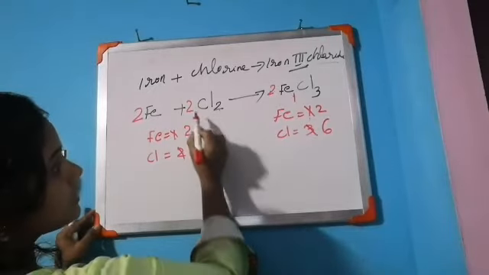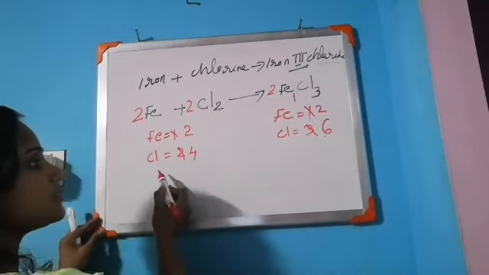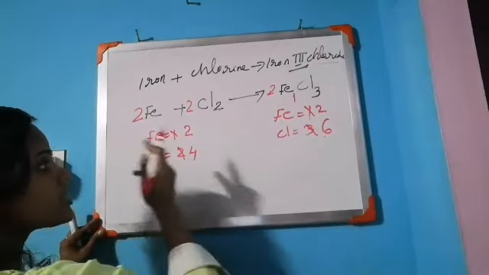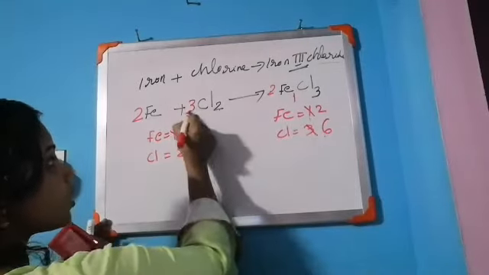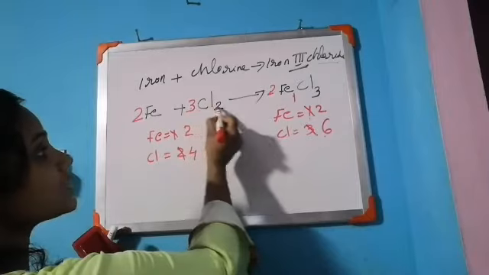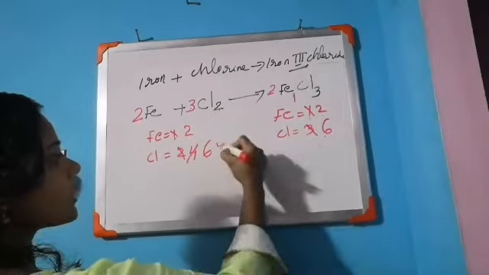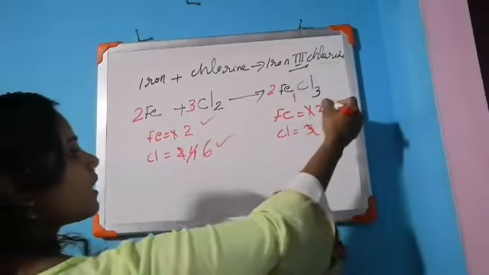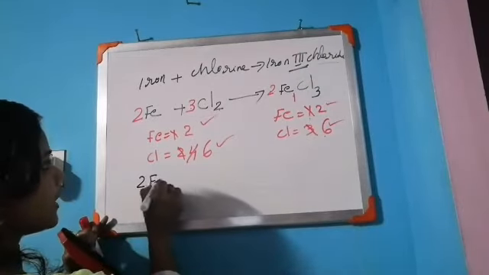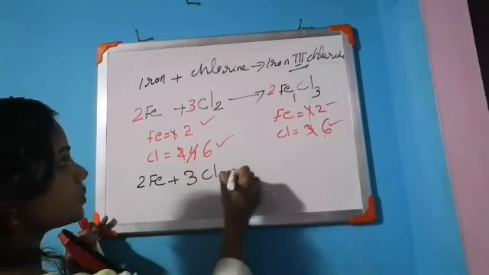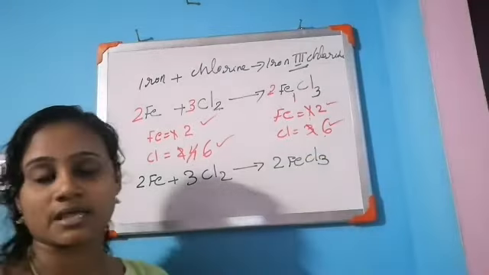So chlorine, 2 2s are 4. In the product side, 6. Which side has less chlorine? Reactant side. So we should multiply by the next number, that is after 2, 3. So multiply by 3. 3 2s are 6. Now chlorine is the same and iron is the same on both sides. So what is the balanced equation? 2Fe plus 3Cl2 gives 2FeCl3. This is the balanced chemical equation.